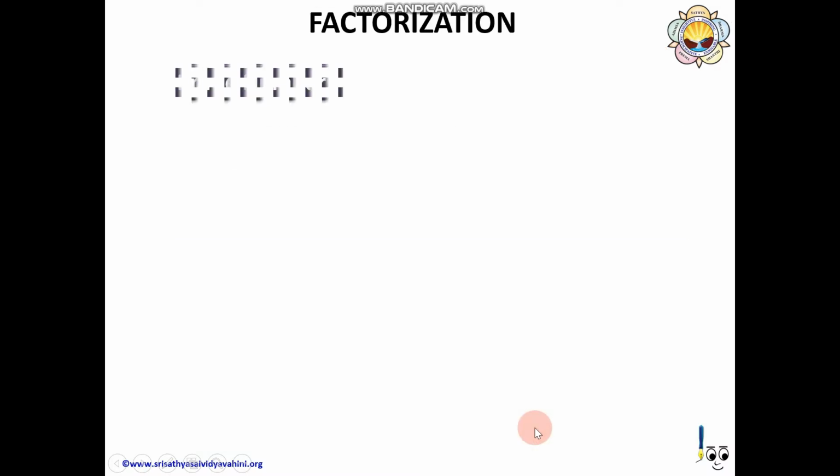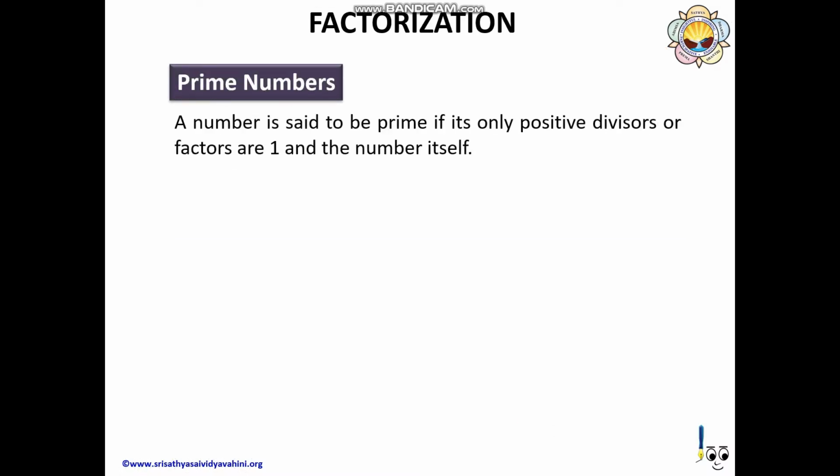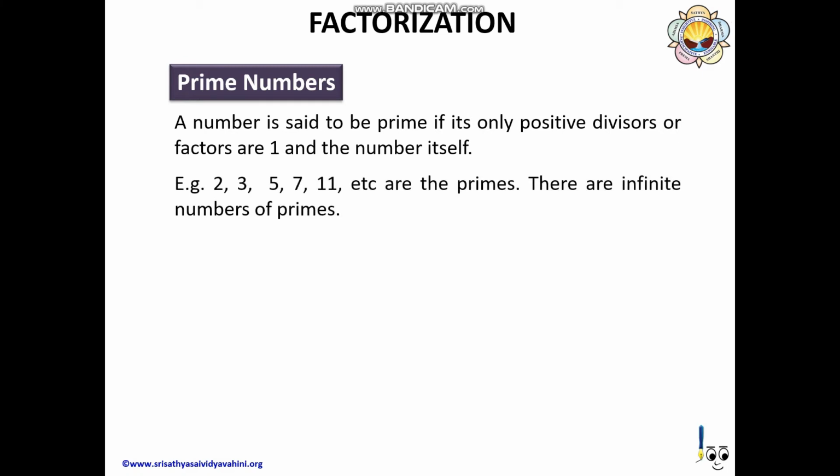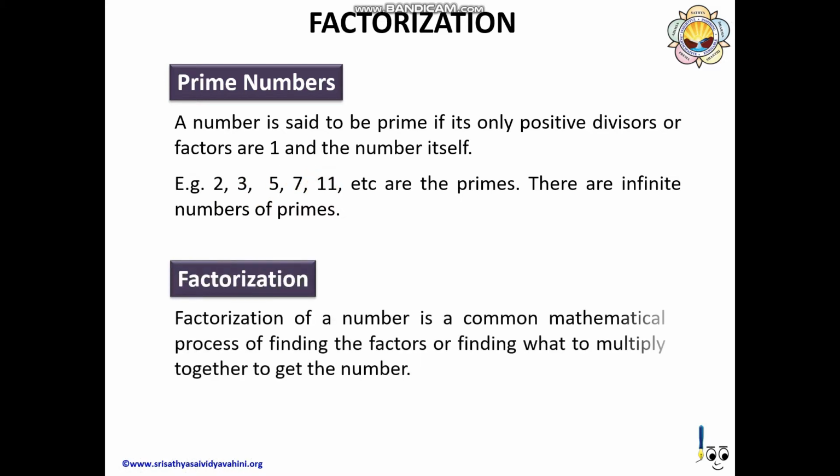Okay. The next term is prime number. So what is a prime number? A number is said to be prime if its factors are 1 and the number itself. Now here you see some examples: 2, 3, 5, 7, 11. These are numbers which have only the factors 1 and the number itself. So such numbers are called prime numbers. Now what is factorization? Factorization is just the process of finding the factors of any number or any expression.